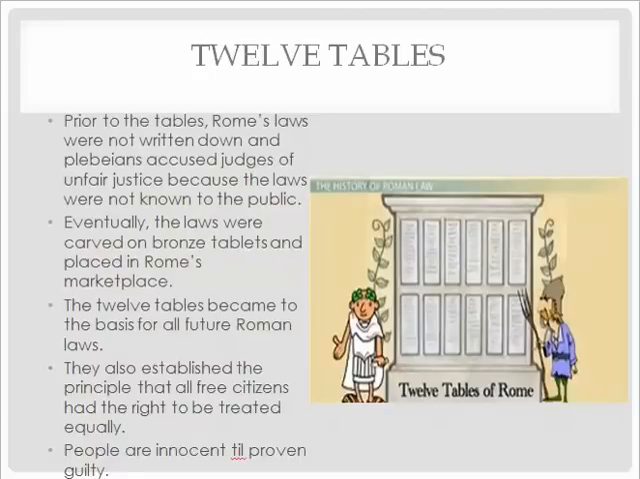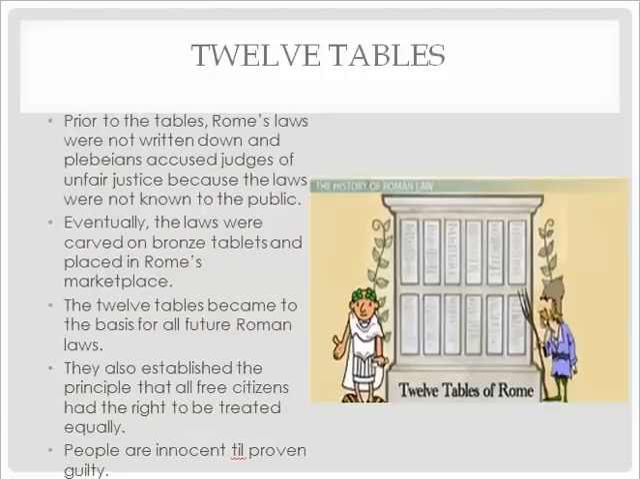The 12 tables. All right, let's talk. So prior to having the 12 tables, Rome's laws were not written down. And since they weren't written down, plebeians felt like the judges, when they would judge them in court, were unfair because they didn't know their rights. They didn't know the laws, but the judges did. And they felt that that was a disadvantage.